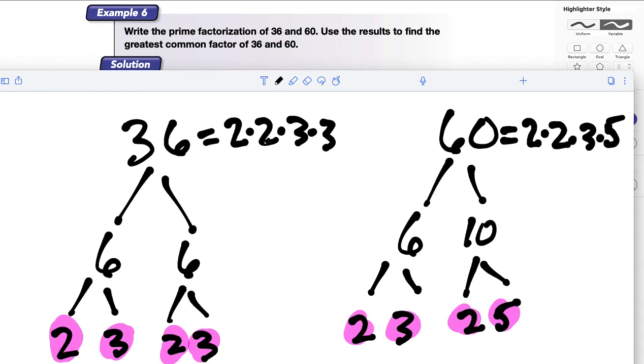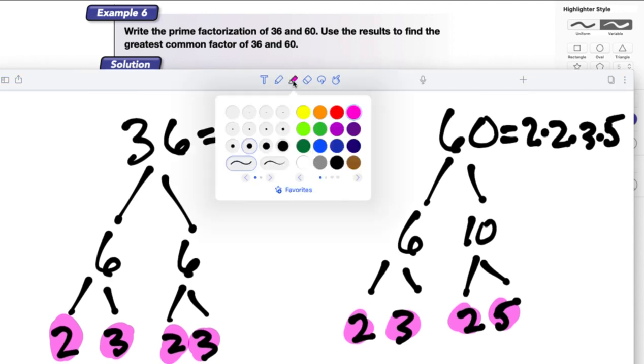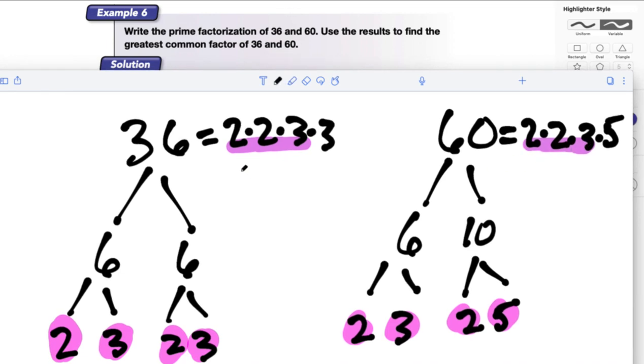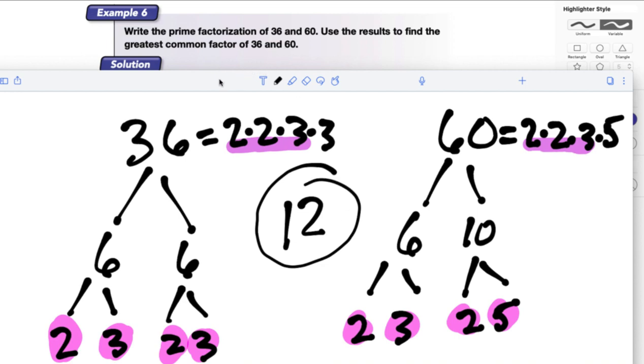But we need to find the greatest common factor. And to do that, all we have to do is look at what they have in common as their prime factors. So notice they both have 2 2's and a 3. That will be their greatest common factor. So to find their greatest common factor, I know it's 2 times 2 times 3. 2 times 2 is 4, times 3 is 12. 12 is the greatest common factor here, and that's what we're looking for.